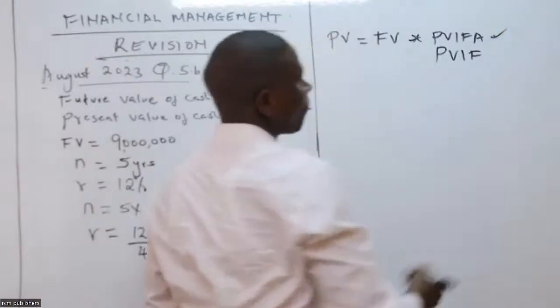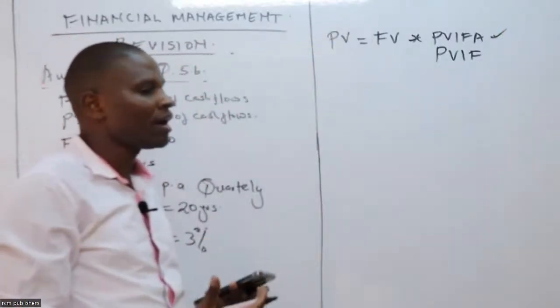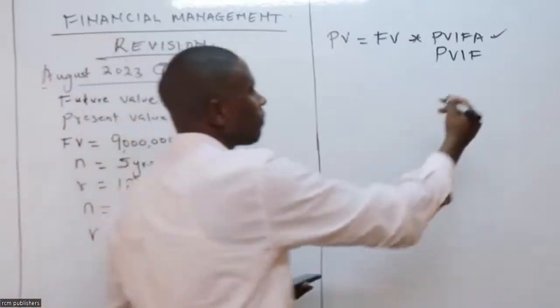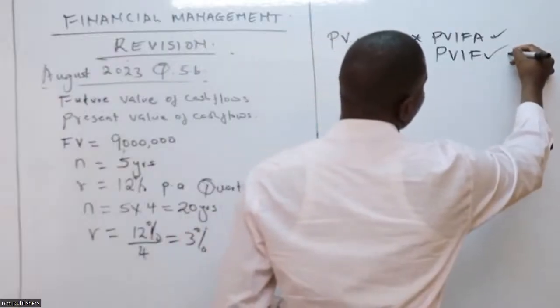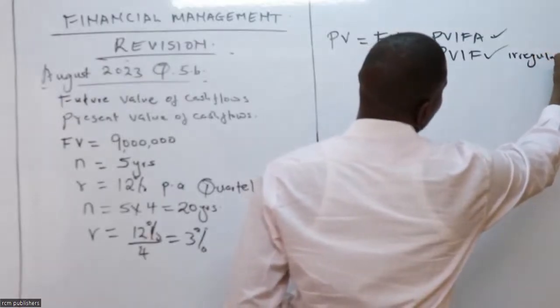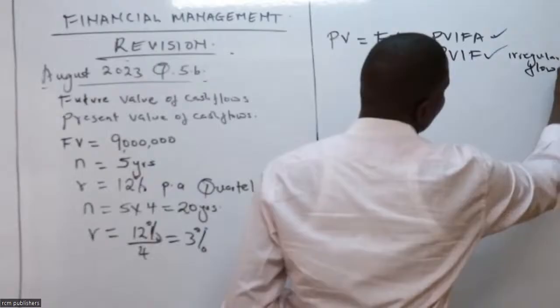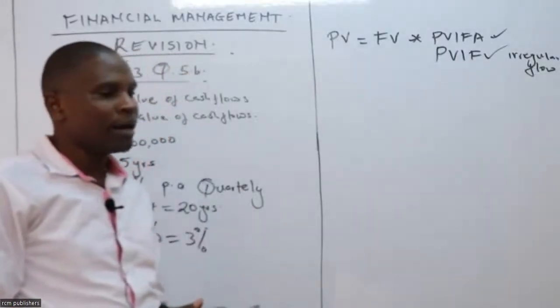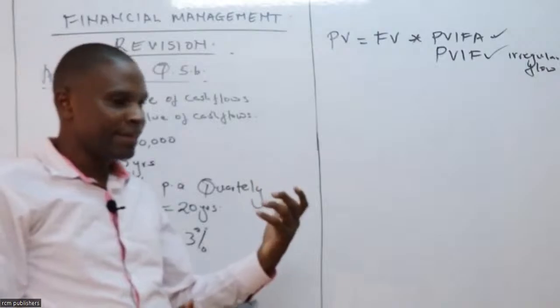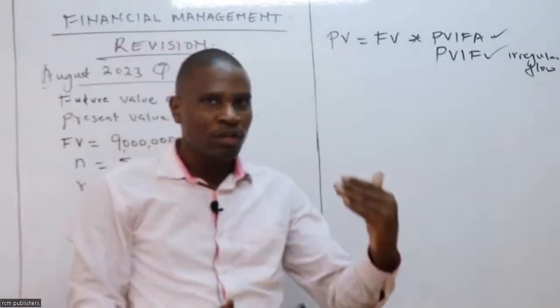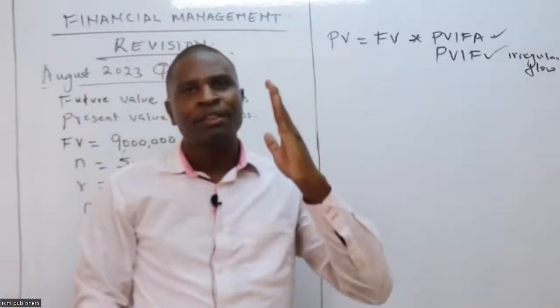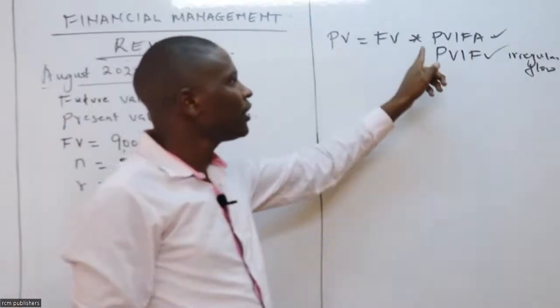When do we use PVFA? We use PVFA when we have similar cash flow, or uniform cash flow. For the PVF, we use it when we have irregular cash flow. Now I want somebody to tell me, according to our question, do you think it is falling under annuity or under irregular? Somebody. It's falling under annuity. Thank you very much for identifying that it is falling under annuity.